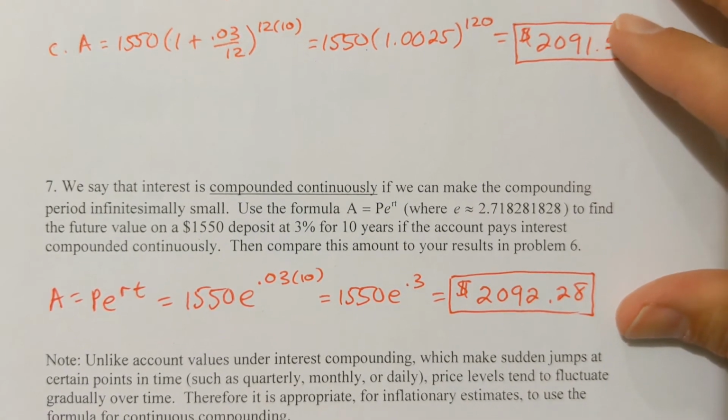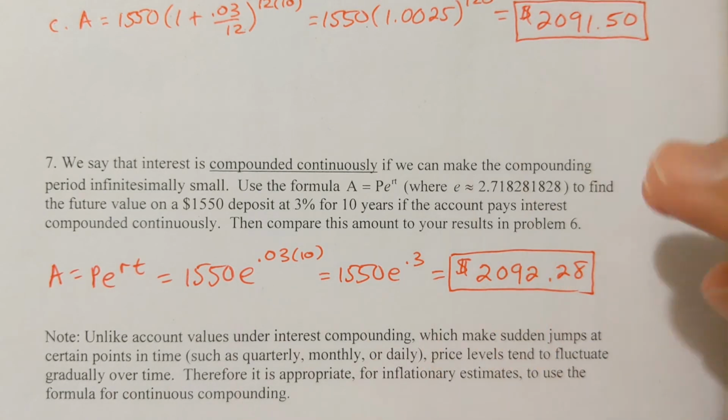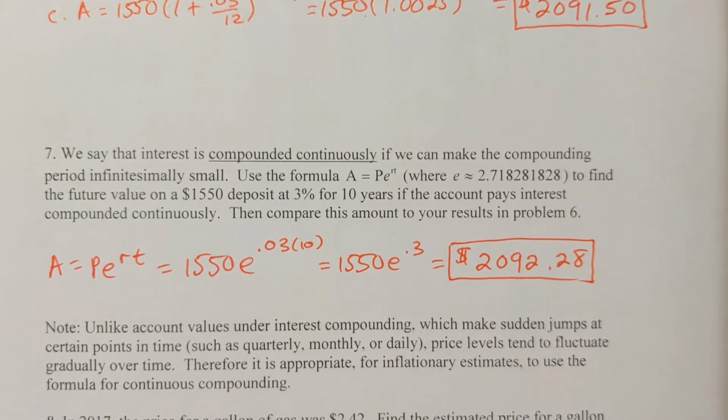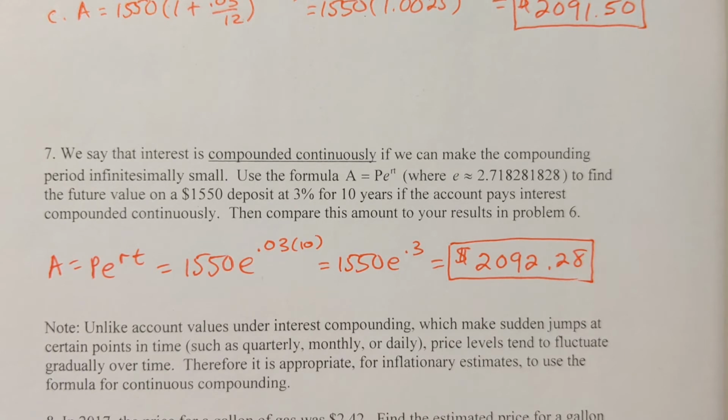Now, I have to be honest here. I have never ever seen a bank offer interest compounding continuously. That's just something that we don't see in the real world. I mean, there's no bank that I know of that's going to give you money every second on the second. But if it did, this would be the money that he'd get back.